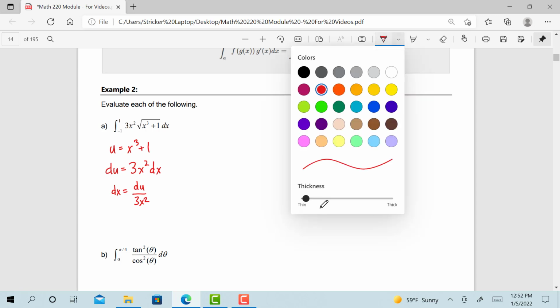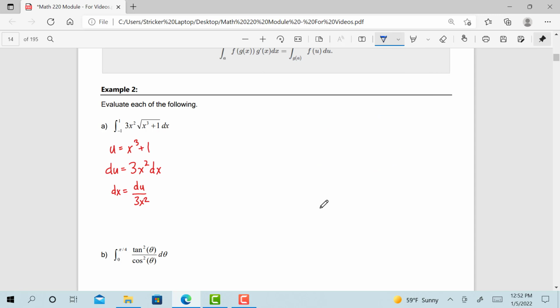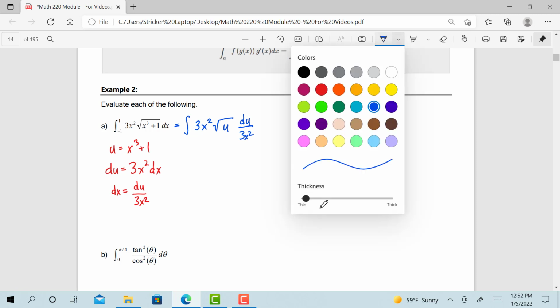And so when we go to substitute here, we have the integral. We'll deal with the limits here in a second. I have 3x squared. I now have the square root of u, and then dx is going to be du over 3x squared.